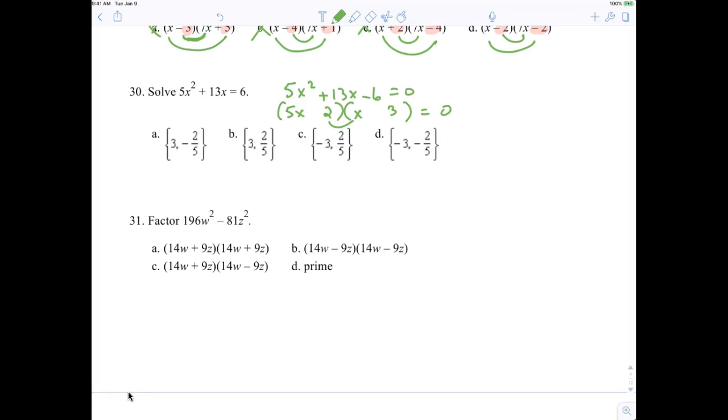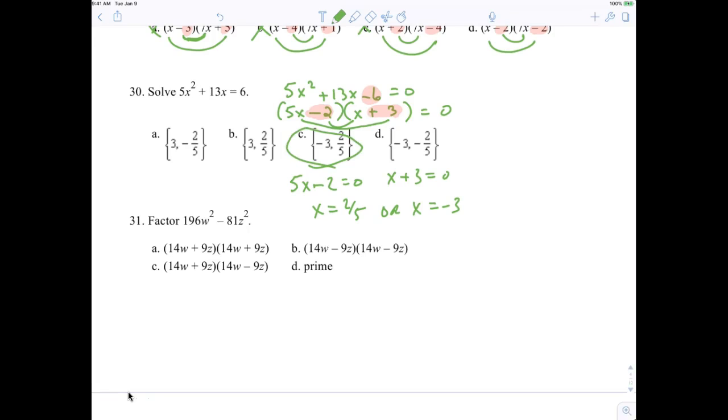How much is this? 2 and 15. I want it to be positive 13, so that means the 3 has to be the larger one and the 2 the smaller one, and this one also works because I need it to be negative 6, and negative 2 times positive 3 is negative 6. Now once you're there, you set the factors equal to 0. So 5x minus 2 equals 0. X plus 3 equals 0. So x equals 2/5 or x equals negative 3. So the correct answer here is C.